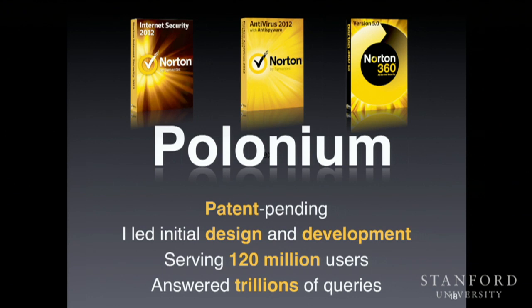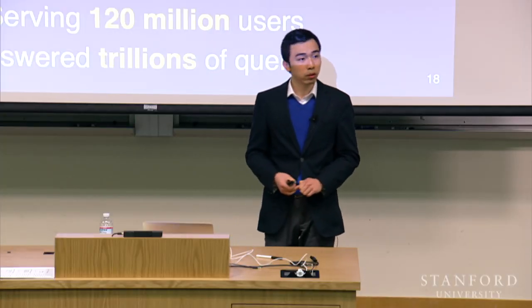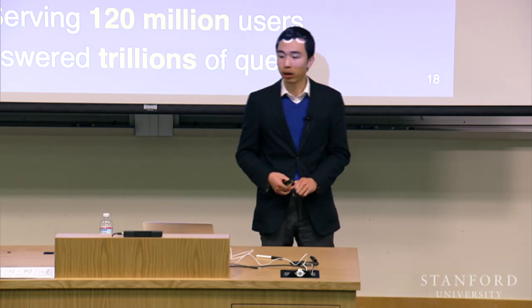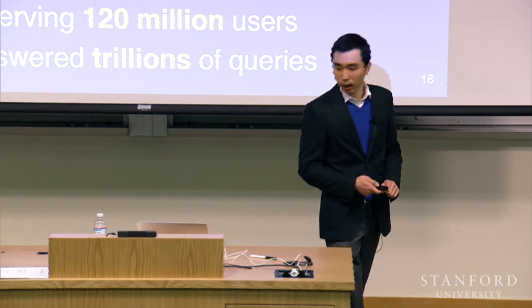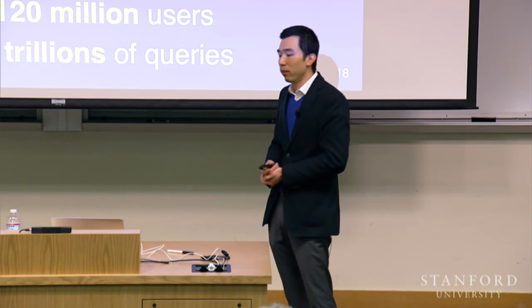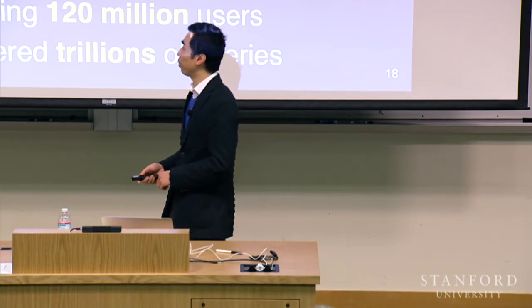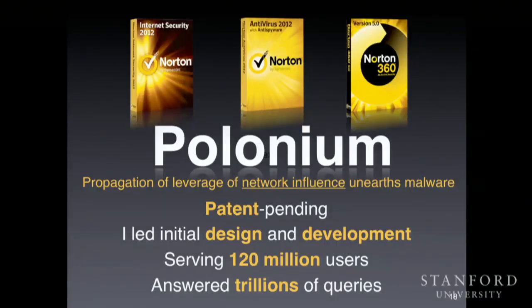Polonium is now deployed in all the latest Norton antivirus software. It has now served over 120 million users worldwide and answered trillions of queries for reputation. That means if you're using the latest Norton antivirus software, you'll be using a piece of Polonium, or actually a piece of me, because I named it after myself. So it has Polo in it.